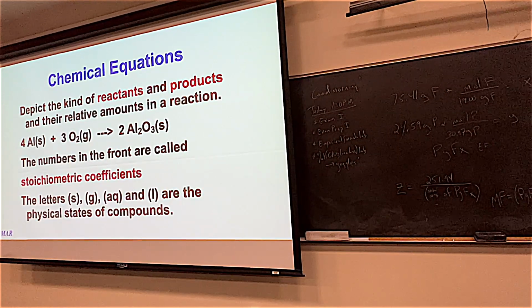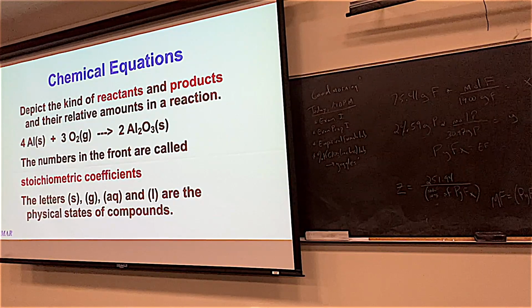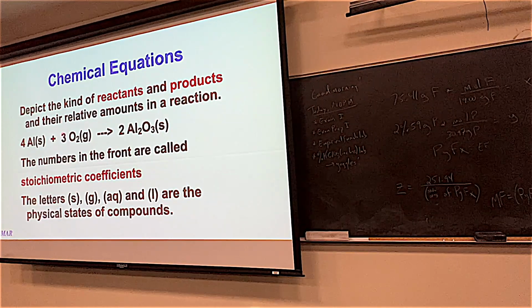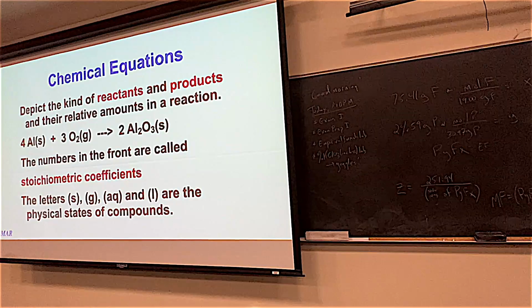Another thing about this is you can see there's an S and a G. S and G, as well as AQ and L, will tell the chemist what the physical state of the compound is. So this is aluminum as a solid. It's not liquid aluminum. It's not gaseous aluminum. AQ means in water, so it's aqueous, which is not the case here. This means that we're using gaseous O2, so it's not liquid oxygen. You can't have solid oxygen. It's tough to make, but you can. And the aluminum oxide that comes off says that it's going to be a solid.